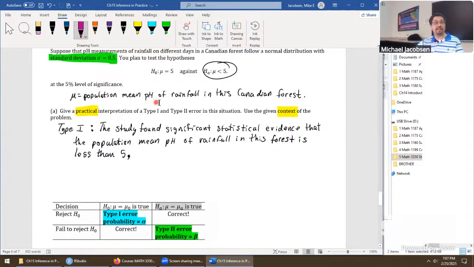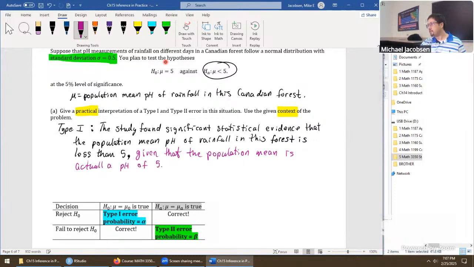Anytime we're reading out type 1 error, type 2 error, we always say the extra condition. I'll say here, given that, back up here, that true mean, well, let's say that population mean, given that the population mean is actually a pH of 5. So we made a really strong conclusion in a type 1 error. Mu is less than 5.